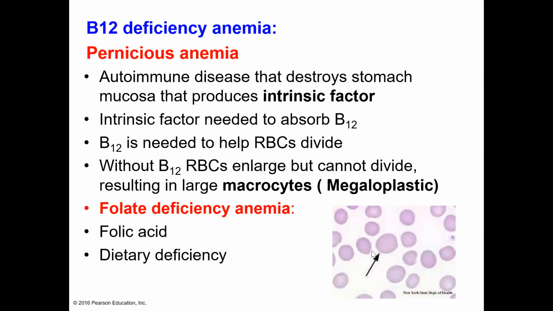If you look at this one here, look at the arrow, compared to the other ones, it is bigger in size. Also, megaloblastic simply means large red blood cell. It's a large cell anemia. So they can develop that also due to deficiency of folic acid or folate. So that can also produce megaloblastic anemia.